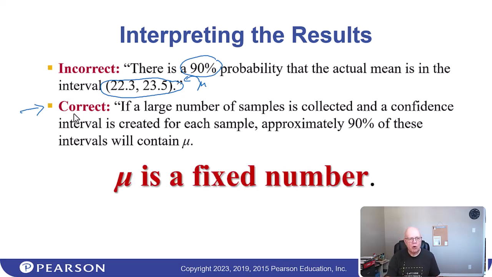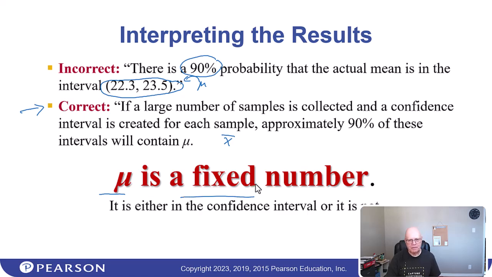Remember, mu, or the population mean, is a fixed number. X bar is a variable. Mu is fixed. It's either there or it's not. Don't make a big deal about this. If you accidentally think of it this way, I'm not going to be too upset. You're getting close.